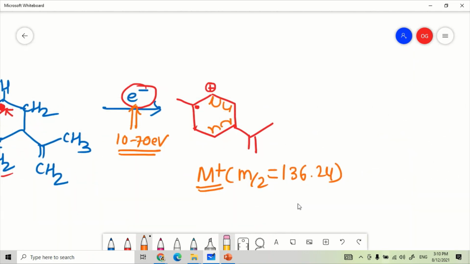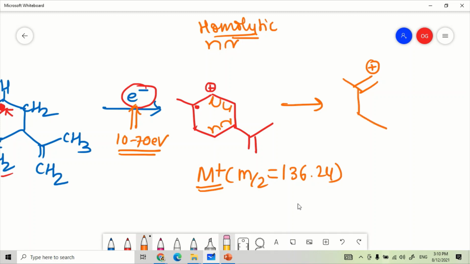Now further fragmentation, which I have shown here using these half arrows. These half arrows represent homolytic cleavage, okay, homolytic cleavage. So what will happen to this molecule further? The positive charge is here, this CH3 is here, CH2 and this CH2, this bond, and this is the fragment which is formed. This fragment has the m/z value of 68.06.